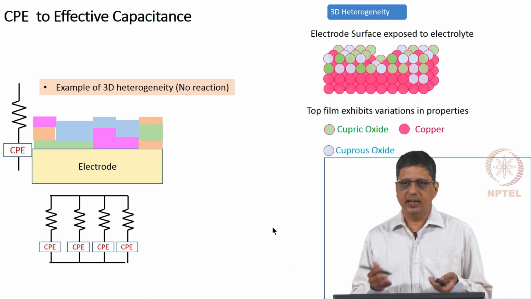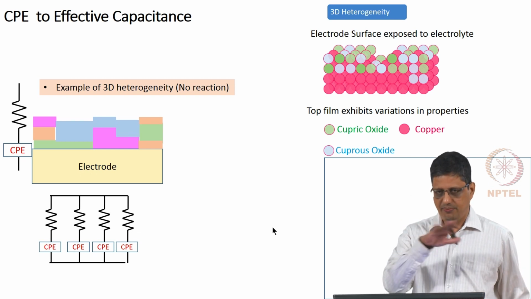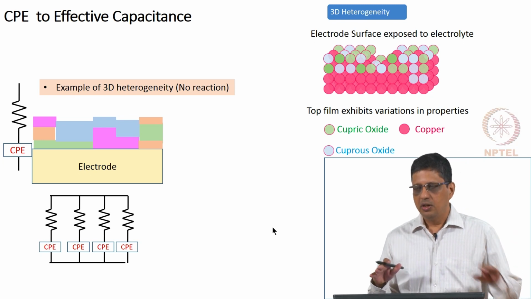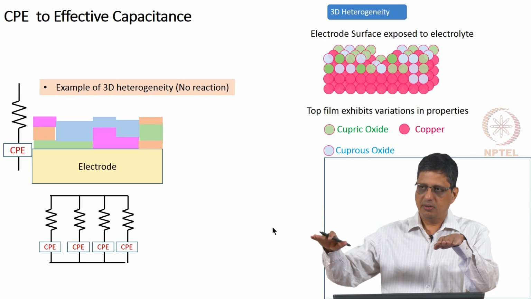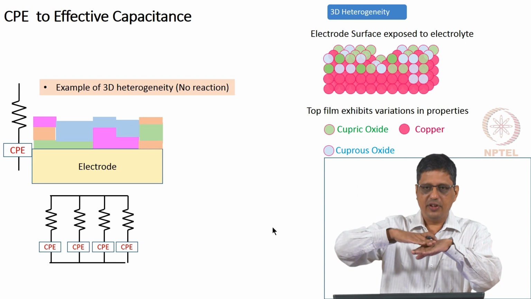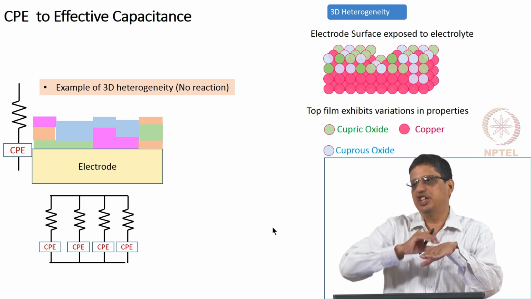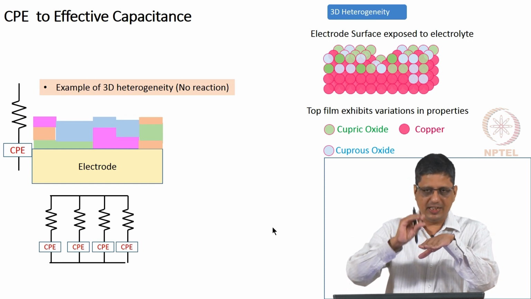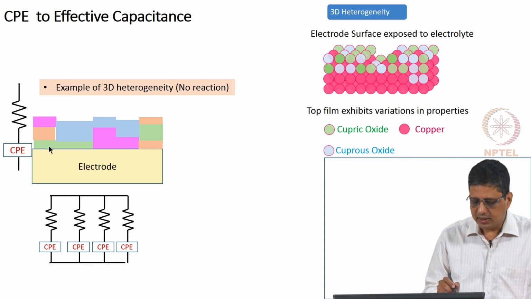It is also possible to get a CPE behavior with what is called 3D heterogeneity. Imagine you have a film, okay. From one location to another location you may have a difference in the film, or you may not have a difference. In the film itself, when you go from the electrode to the solution, the properties can change, the composition can change. So, that is what I have tried creating here.